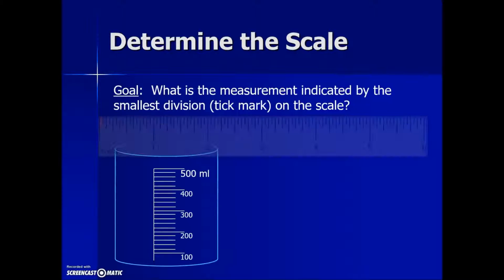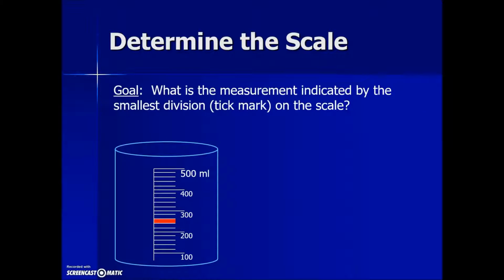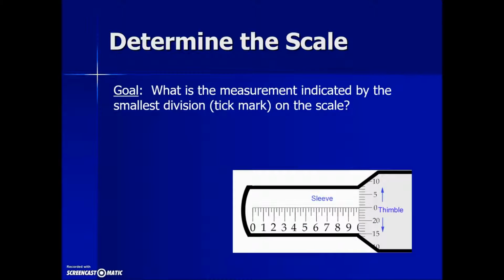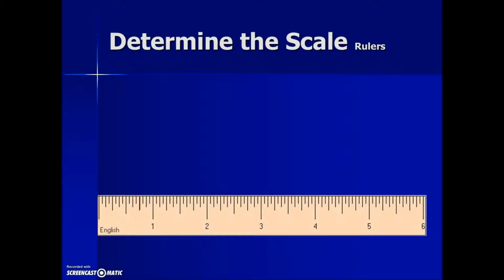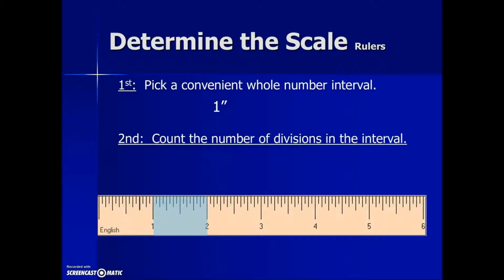Here we have a ruler showing the tick mark, on this graduated cylinder, and on the sleeve of a micrometer. This is the smallest division. So to determine the scale, we follow the following procedure. First, you want to pick a convenient whole number interval, and then we want to count the number of divisions in that interval, the number of tick marks that are there.